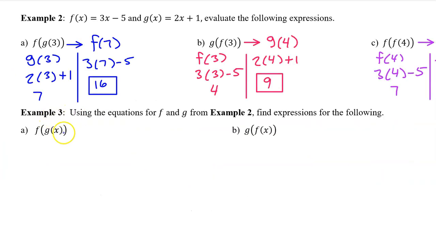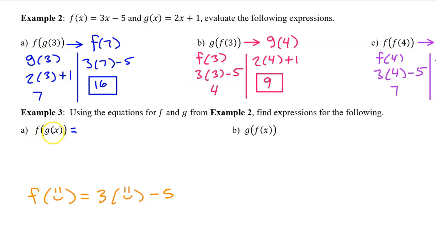Example 3. When we do f at g of x, we will get an expression, not a numerical answer. But first, I find it helps to go back to the smiley face. If f at x is equal to 3x minus 5, then f at smiley face is going to be 3 times smiley face minus 5. This just reminds us that whatever expression we have here, we do 3 times that expression minus 5.